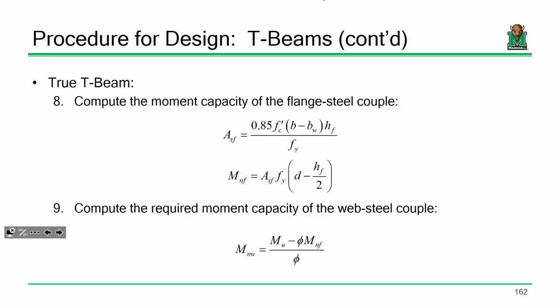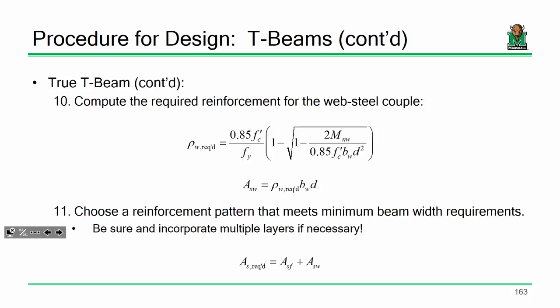Now, like I said, with the true T-beam, we can directly solve right now for what's going on in the flange couple. So we'll solve for the amount of steel required, and we'll solve for the moment capacity. If we know how much moment capacity we get from the flange couple and we know the loads, we can back calculate what we need on the web couple. Once we take that, we can take the web couple, compute that, and go to work.